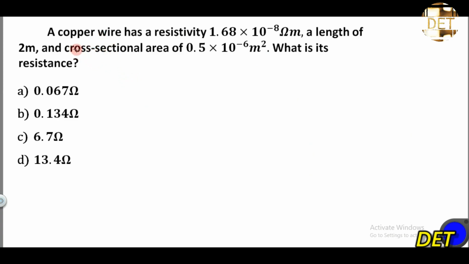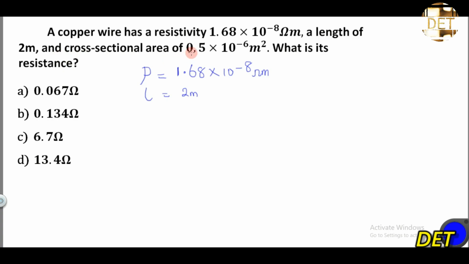So let's look at the last question that we have here, and that is a calculation question. A copper wire has a resistivity of 1.68 times 10 raised to the power of minus 8 ohm meter, a length of 2 meters, and cross-sectional area of 0.5 times 10 raised to the power of minus 6 meters squared. What is its resistance? So the resistivity is equal to 1.68 times 10 raised to the power of minus 8 ohm meters. A length of 2 meters, so the length of the copper wire is 2 meters.